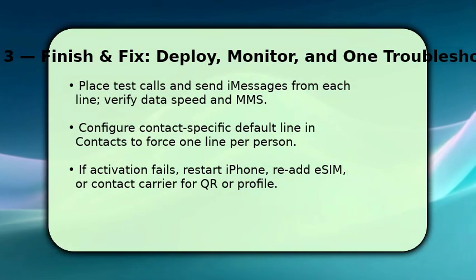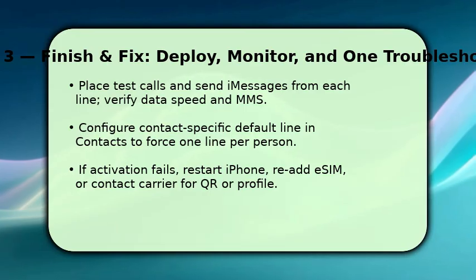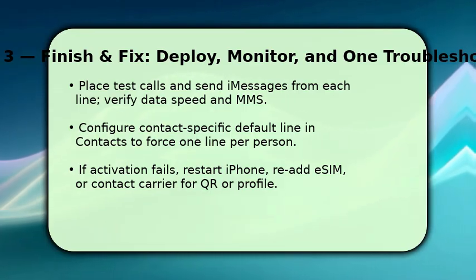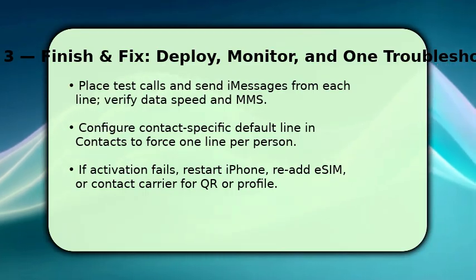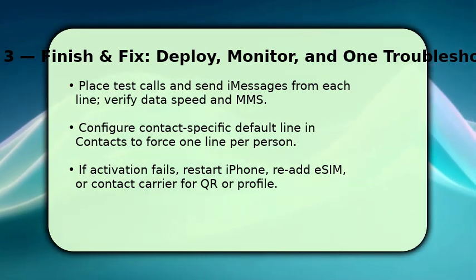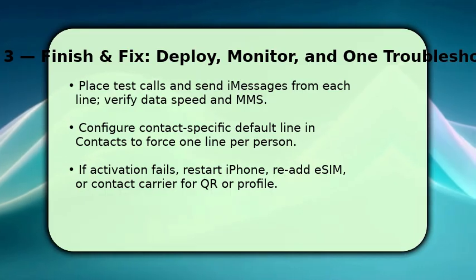Finish by testing. Call and text from each line and check cellular data on the chosen plan. Then open Contacts to set a default line per person if you want consistency. If iMessage or FaceTime shows the wrong number, go to Settings and select the correct caller ID.